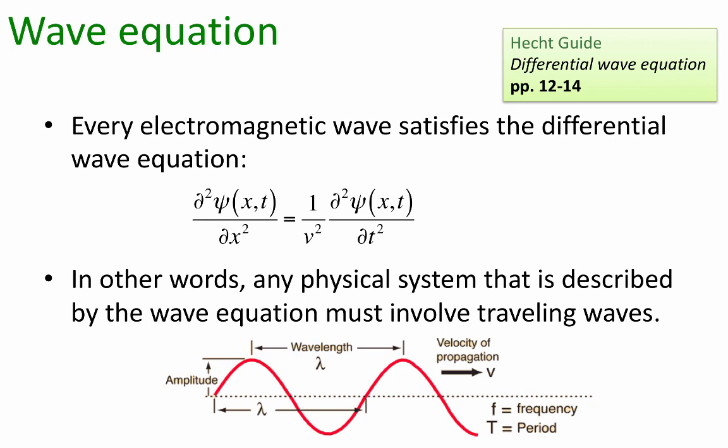So any physical system that's described by this wave equation must involve traveling waves. That's interesting. That's what the wave equation means. Anything that's described by the wave equation has something to do with traveling waves.